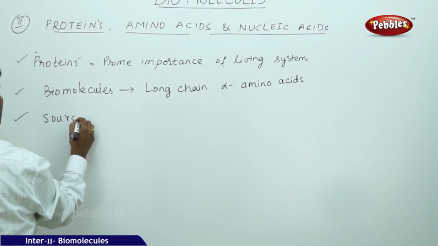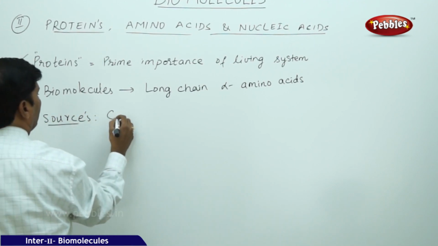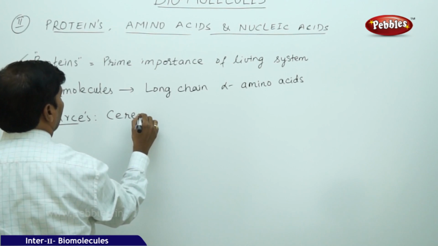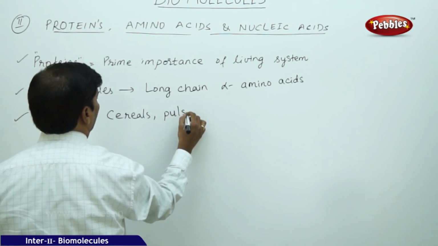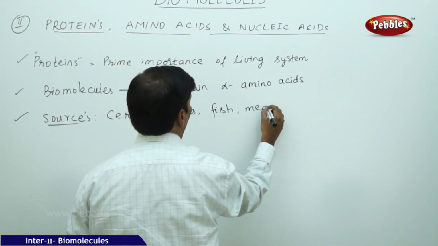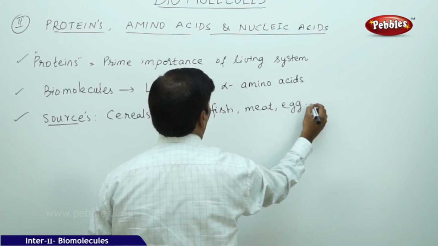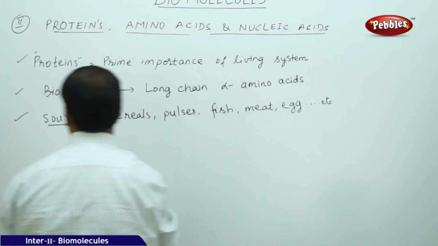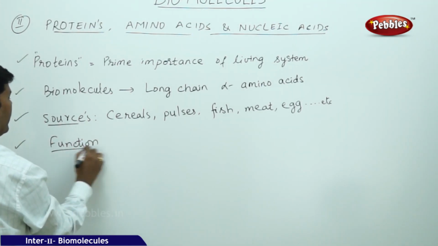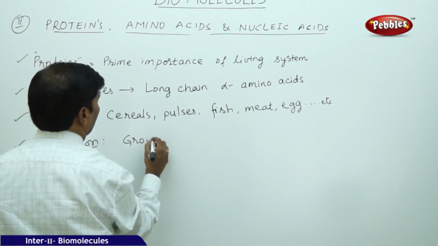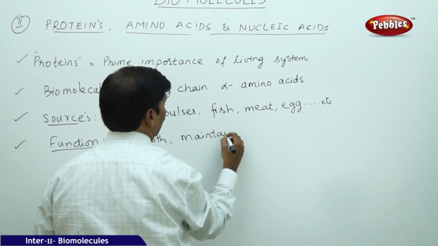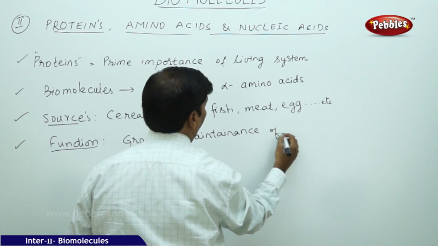Sources of proteins: these are present in cereals, pulses, fish, meat, egg, etc. The main function of proteins is growth and maintenance of living system.